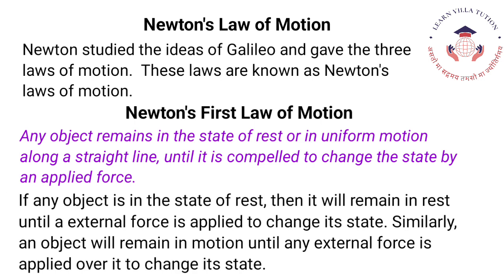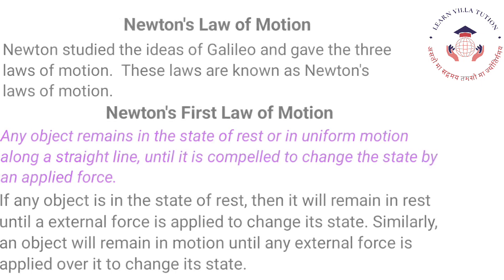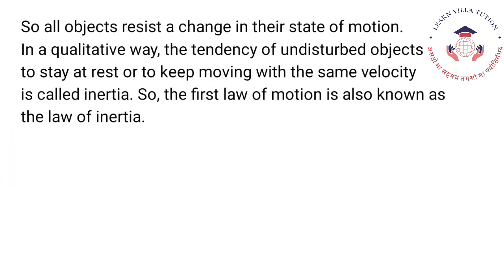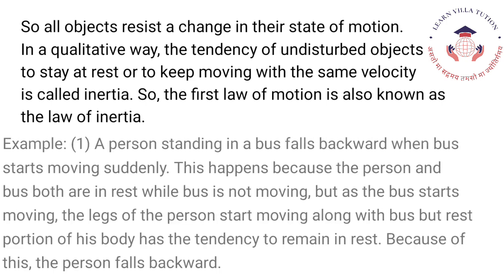If any object is in the state of rest, then it will remain at rest until an external force is applied to change its state. Similarly, an object will remain in motion until any external force is applied over it to change its state. So all objects resist a change in their state of motion. In a qualitative way, the tendency of undisturbed objects to stay at rest or to keep moving with the same velocity is called inertia. So, the first law of motion is also known as the law of inertia.